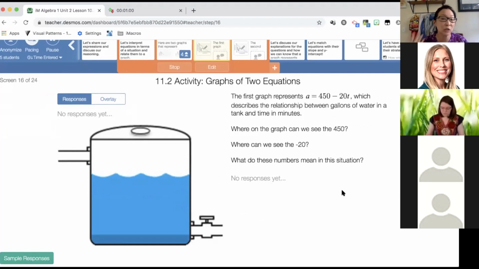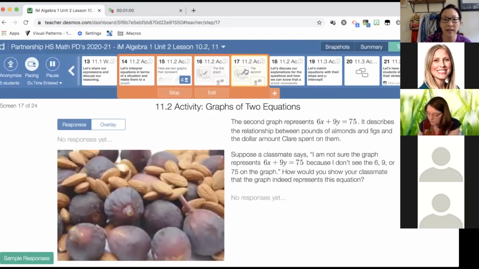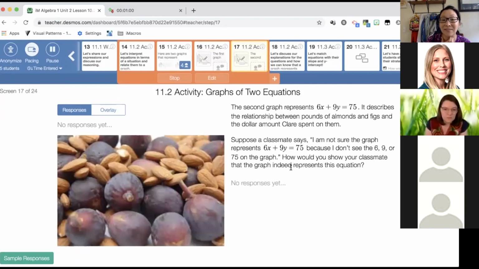I heard the words decreasing. I heard in one of the groups negative slope. And so thinking about what those words mean, we're going to put it into context now and see how those graphs are directly related to these equations here. In screen 16, you'll see about the water tank. And then in screen 17, you'll see about the almonds and figs. I want you to work with your partner to answer those questions that are there. I'd like you to see how they're connected, the graph with the equation.